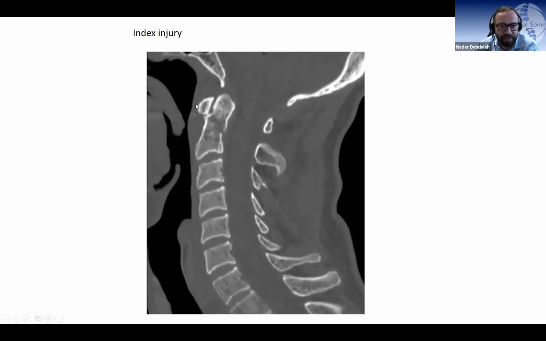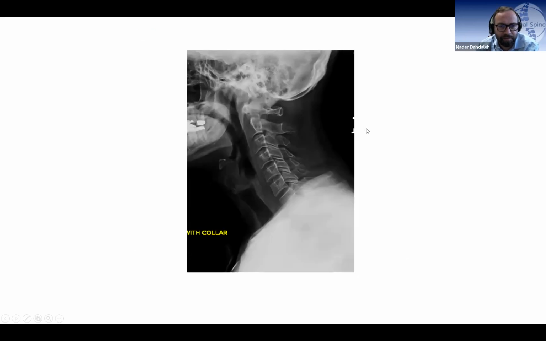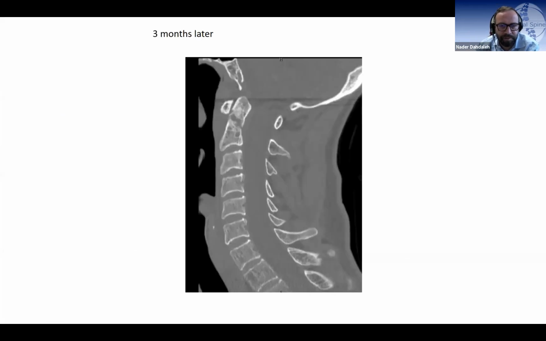Here's another person, 54, bicycle accident, braced for 4 months, neck pain upon movement, neurologically normal. That's his index fracture, C2. Mobilized with a neck collar. And that's the fracture 3 months later. Has neck pain. What would you do to this patient?